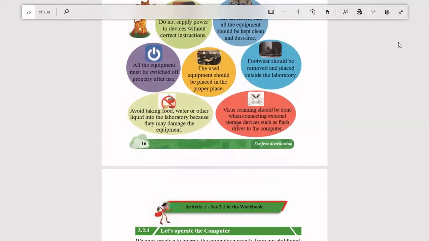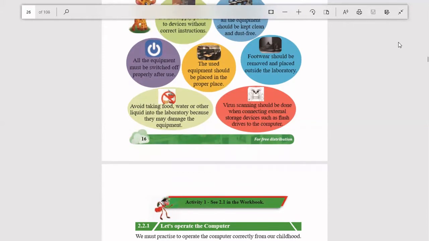Then avoid taking food, water, and other liquids. For example, if you spill liquids over your laptop, it will break, it will not work properly after that. And food is especially a problem because if you leave small food particles here and there, insects like ants will come. So it's also not good. That's why they're asking not to take food or other liquids.